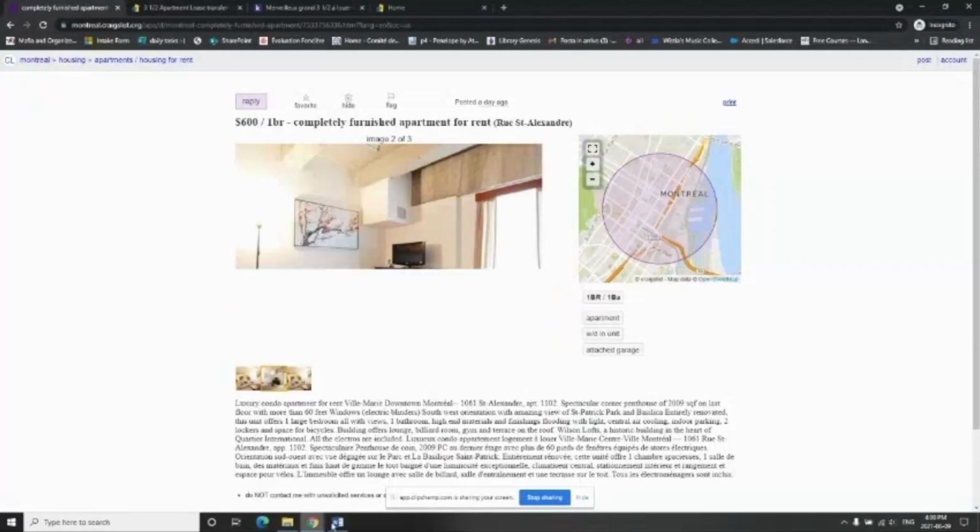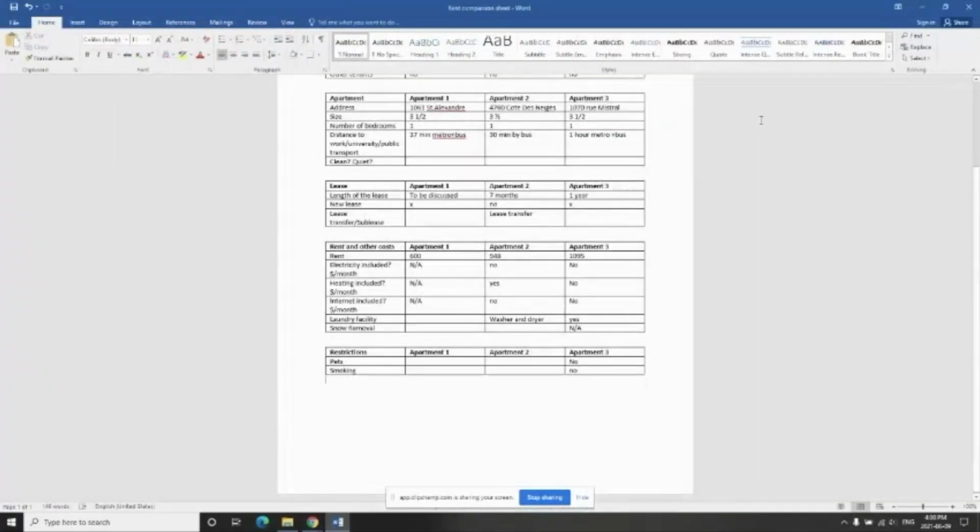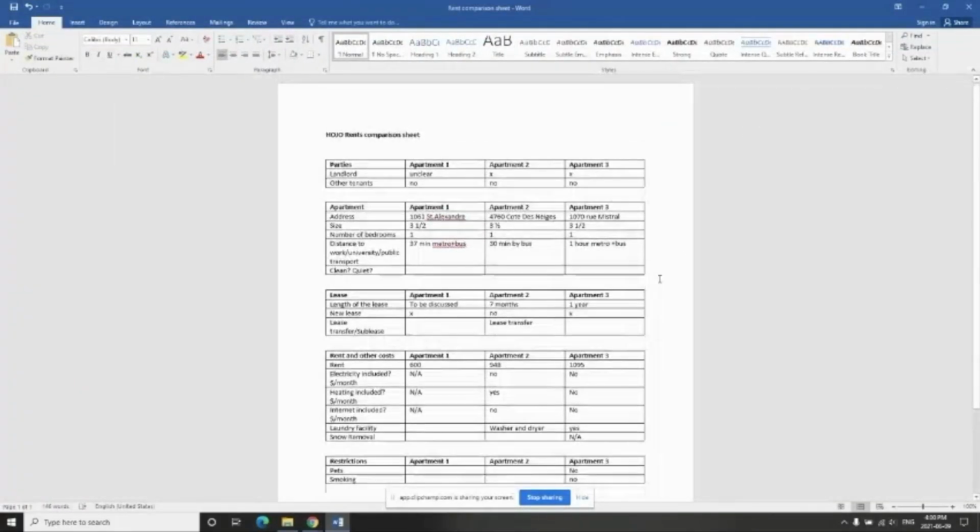So I'm going to show you what I made for this free apartment as a rent comparison working sheet. The PDF of this one and others are available on our website, and I'm going to show you where in a few moments. So as you can see in here, we have the parties involved. So there's a landlord, there are other tenants. In the free cases, the answer is no.